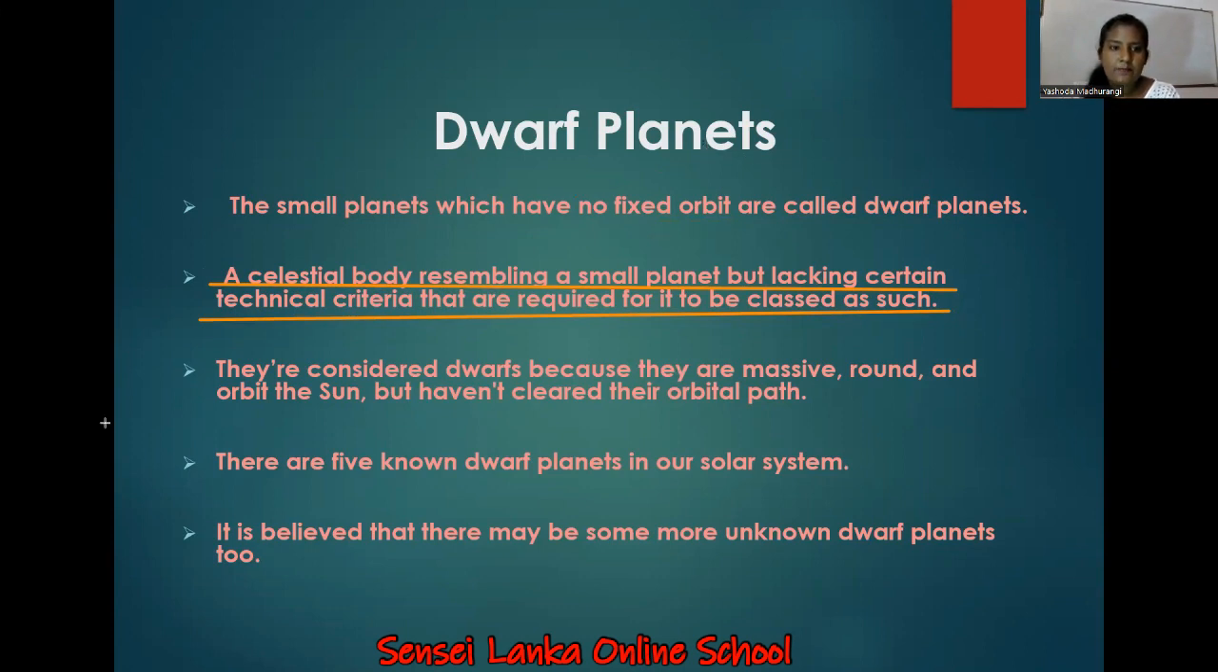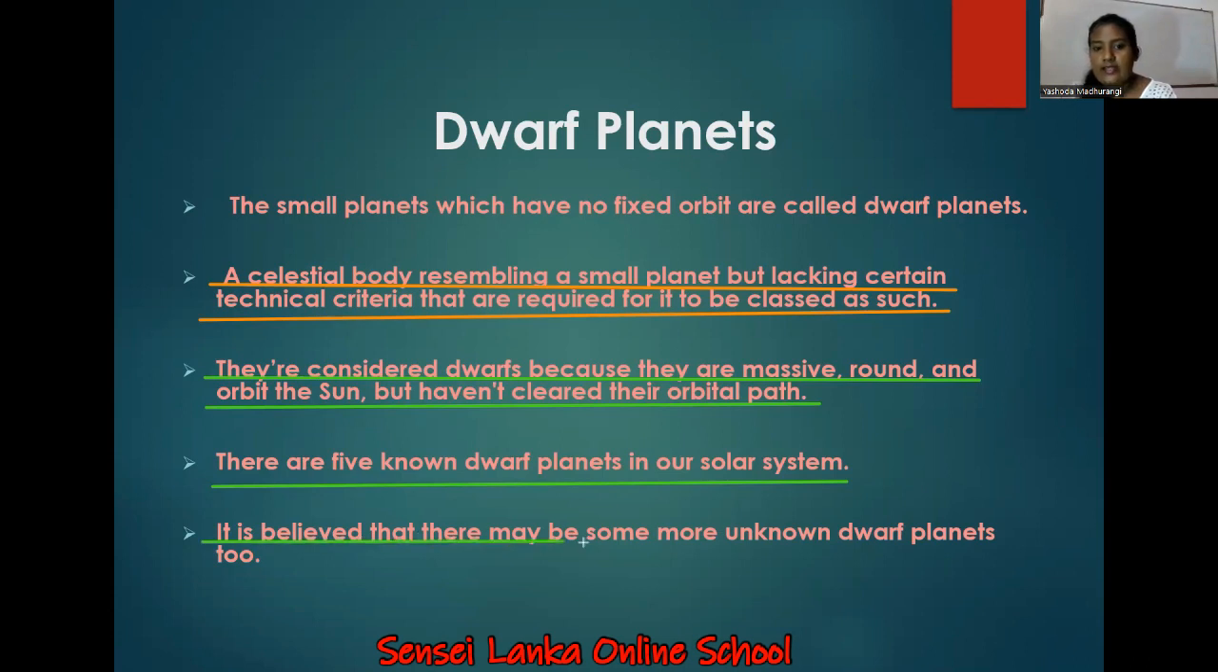Come to the third point now. Look at the third point. They are considered dwarf because they are massive, round, and orbit the sun, but haven't cleared their orbital path. There are many problems in their road. So their orbit is not clear. It is not fixed. There are many, but we are learning about 5 because they are named and classified as dwarf planets. It is believed that there may be some more unknown dwarf planets. That is the meaning of the last point.